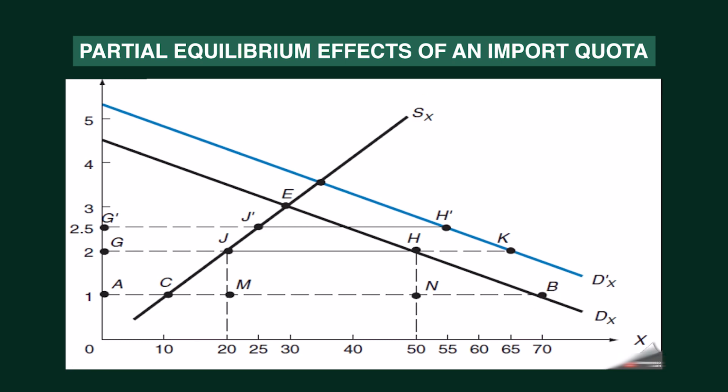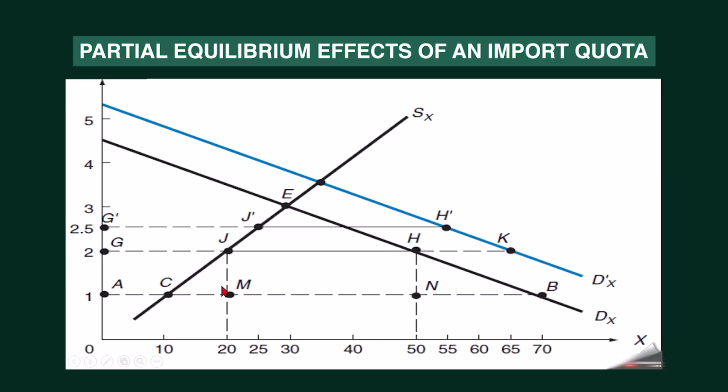Now suppose the government puts a restriction of import quota of 30 units of good X, that is, only 30 units can be imported from abroad. If this restriction is imposed on the country, you see the price in the domestic market will move to 2, because only at price equal to 2, JH represents the import quota of 30 and 20 units will be produced at home. So total demand of 50 will be met using this.